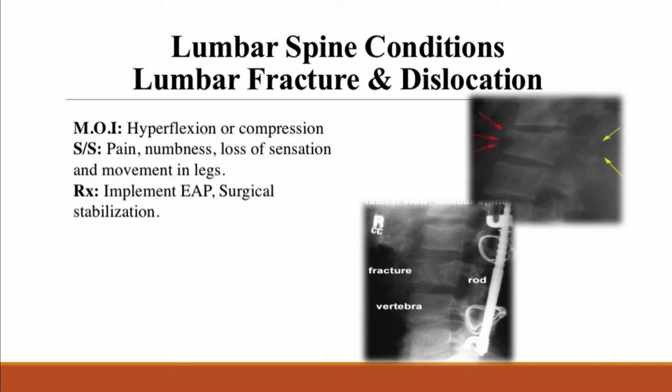Fractures to any vertebrae are not dangerous because of the fracture, but because of the risk to the spinal cord. Compression fractures are the most dangerous and occur from a serious hyperflexion or falling from a height and landing on the feet or buttocks. Signs and symptoms include pain, numbness, and loss of sensation or strength in the legs. Again, it's important to implement your emergency action plan and not to move the athlete. Treatment consists of possible surgical intervention to stabilize the spine.